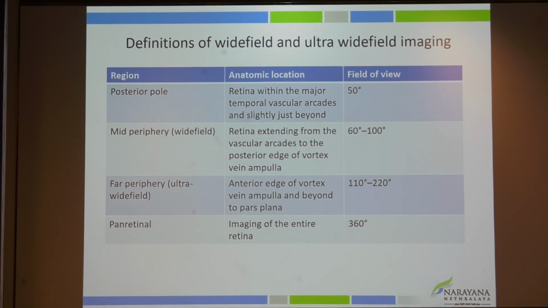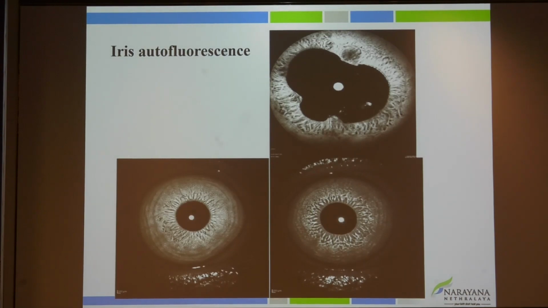Far field or the ultra-widefield, which has come up in a big way in the diagnosis and management of uveitis, extends from the anterior edge of the vortex ampulla to beyond the pars plana. It covers 110 to 220 degrees, and pan-retinal up to 360 degrees. What we commonly use is Optos, which covers up to 200 degrees of the fundus.